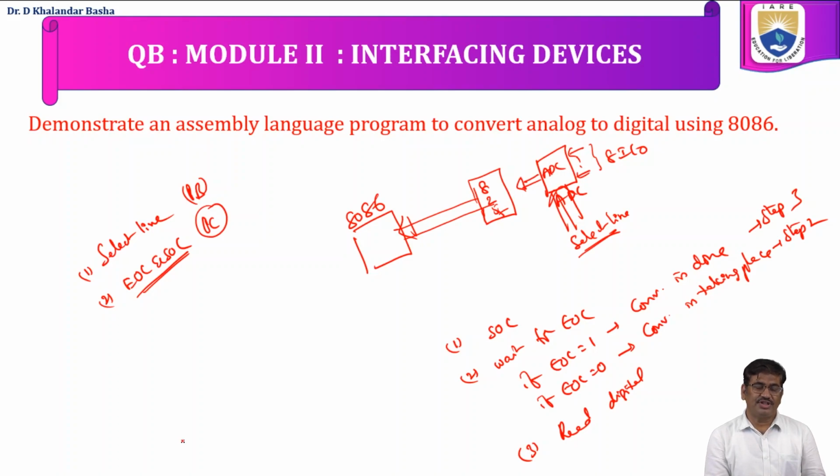Once the conversion is done, the third step is to read the digital equivalent, which will be collected on port A. So for writing a program, first we have to write the control word register, where we are using all three ports, port A, port B and port C.